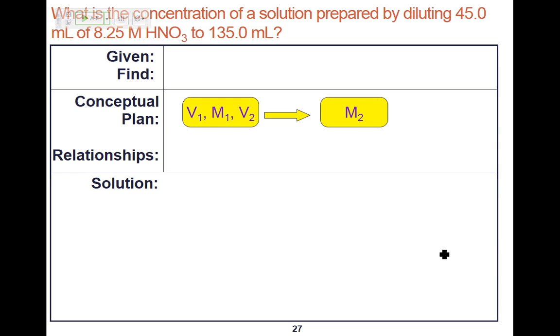So we're given M1 and V1, and we're given V2, so we're trying to figure out M2. And of course, our equation is always M1V1 equals M2V2. So we're given our V1. V1 is the volume that we took out, which is 45.0 milliliters. That 45.0 milliliters had a concentration of 8.25 moles per liter. So that is my M1.